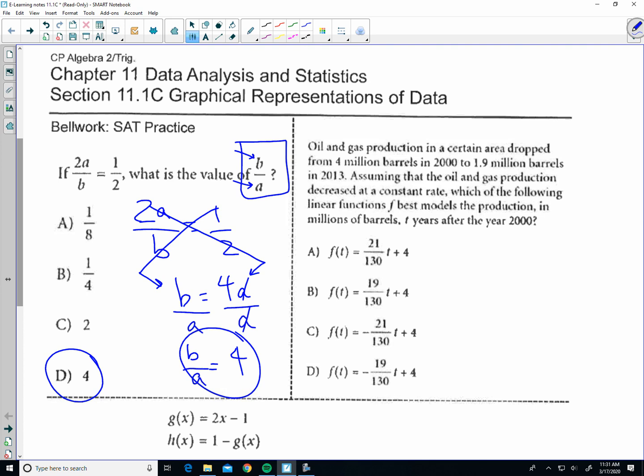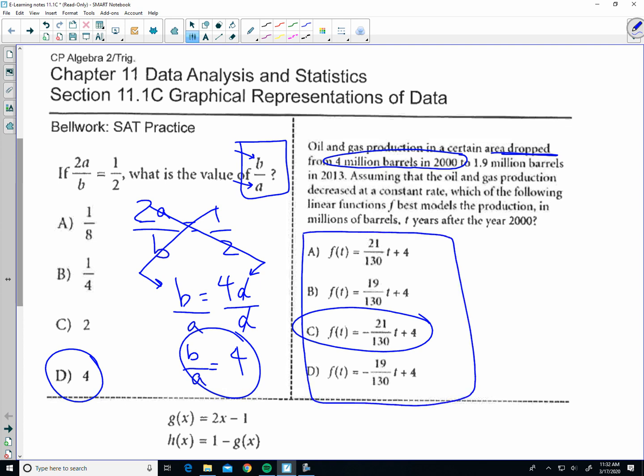If you slide to the upper right-hand corner, the answer for that question was C. Now, the first thing about this one is they give you the right word immediately when you think about slope. Oil and gas production dropped, so that's going to be a negative value there. The biggest thing is to think about this problem as a linear equation. If you look at all your answers, they're all trying to get you a function with respect to time of how oil and gas production in a certain area dropped over about a 13-year span.